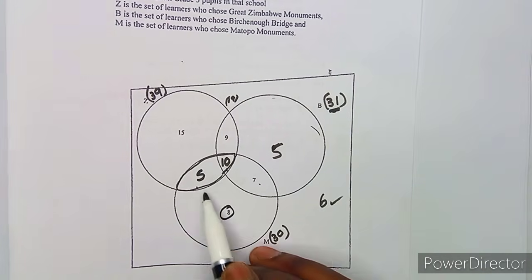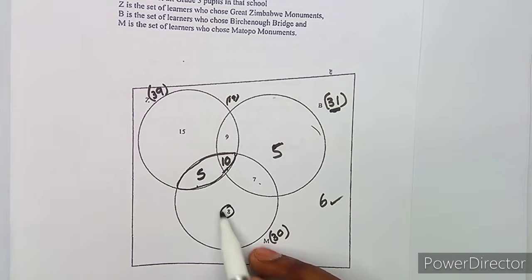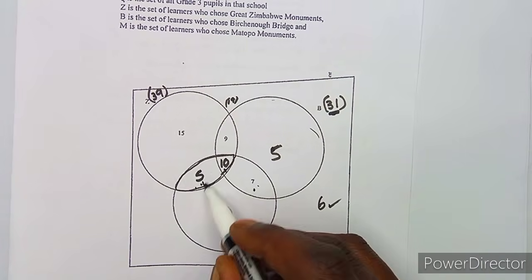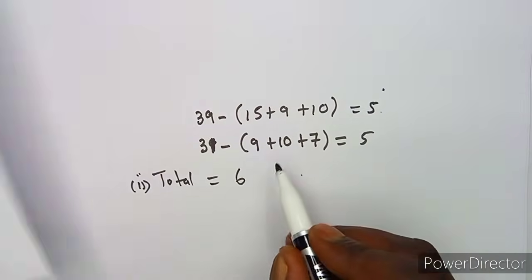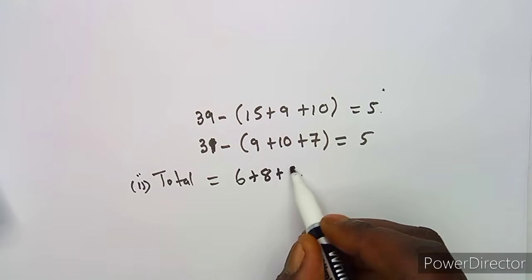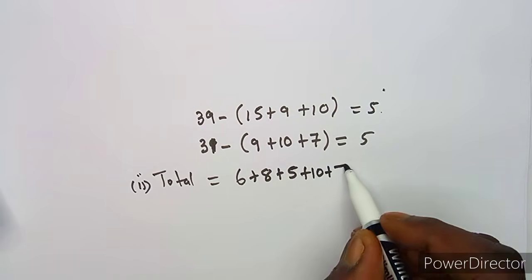So our total, we are going to have 6 outside. We have got this 8. In fact, we add everything: 8, 5, 10 and 7. So you're going to add these. Okay, 8, 5, 10 and 7.